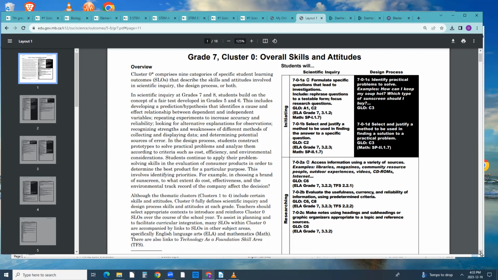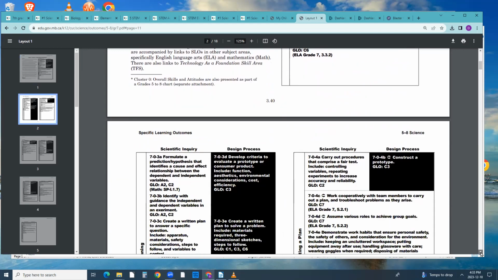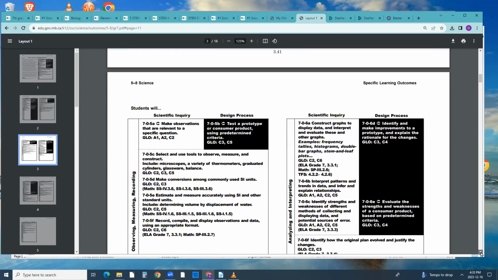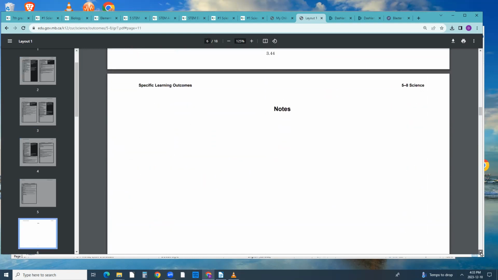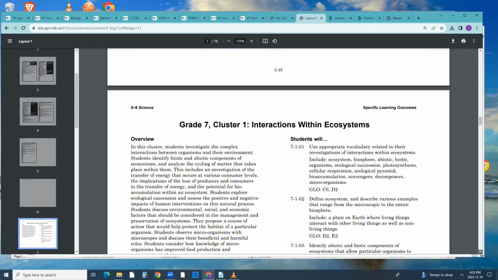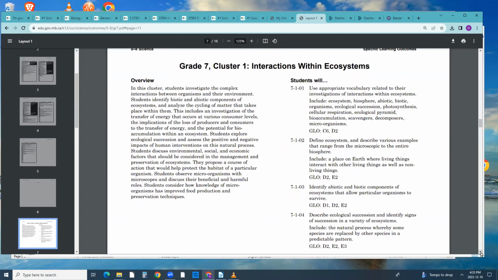Grade 7, Cluster 1, Interactions within Ecosystems Overview. In this cluster, students investigate the complex interactions between organisms and their environment. Students identify biotic and abiotic components of ecosystems and analyze the cycling of matter that takes place within them. This includes an investigation of the transfer of energy that occurs at various consumer levels, the implications of the loss of producers and consumers to the transfer of energy, and the potential for bioaccumulation within an ecosystem. Students explore ecological succession and assess the positive and negative impacts of human interventions on this natural process.